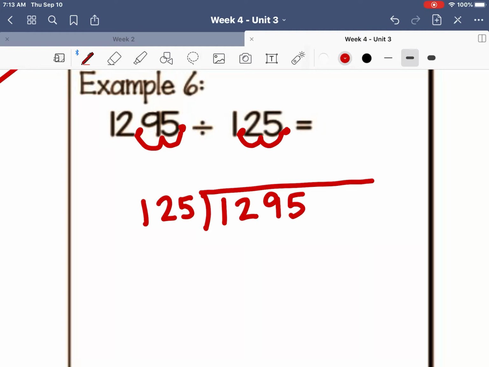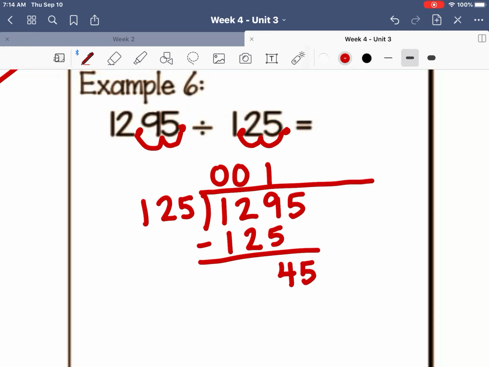All right, so you still do long division the same way you always have. 125 doesn't go into 1. 125 doesn't go into 12. 125 does go into 129 one time. So then we'll multiply 1 times 125, and then we'll subtract. 9 minus 5 is 4. Bring down that 5.